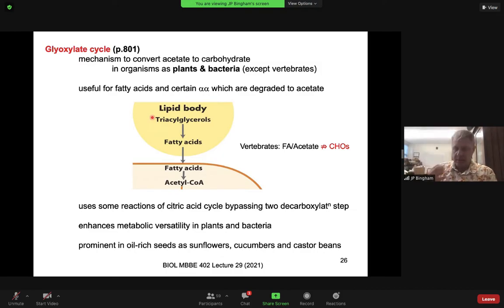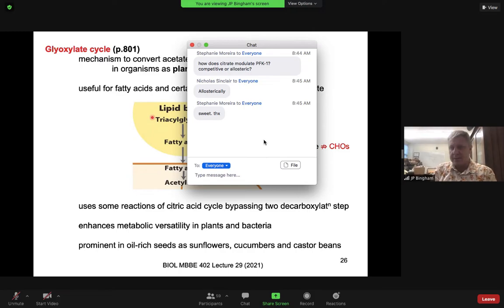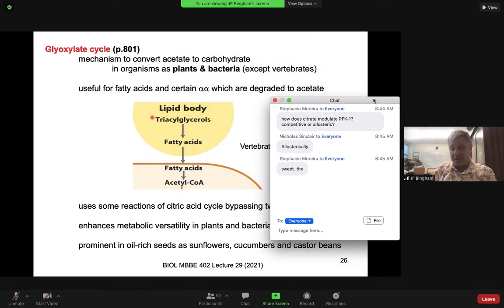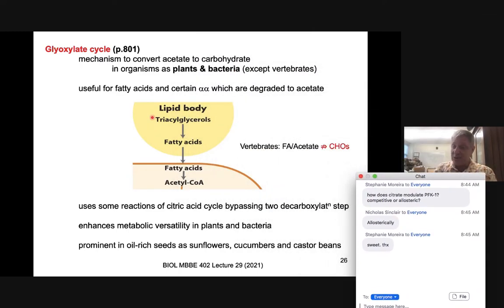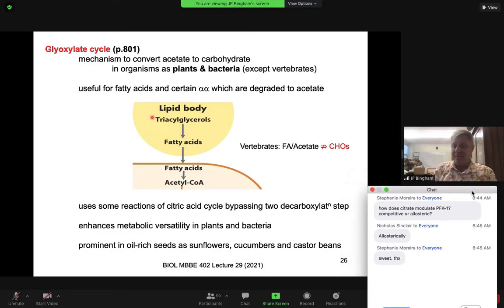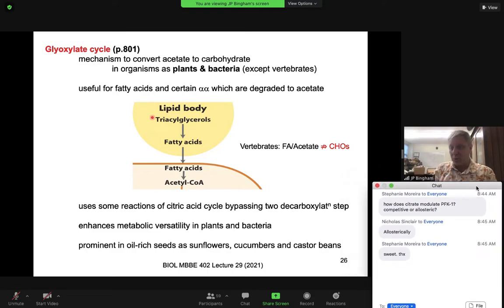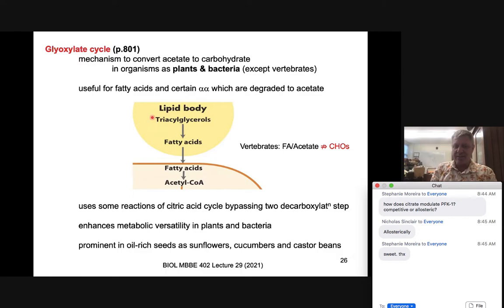So they've got to be able to produce enormous amounts of these carbohydrates to give them the structural form that they need. So plants that are rich in oils, if you think about nuts, sunflower seeds, castor beans, and even cucumbers, are actually very rich in oils. And these particular oils are the ones they utilize in the glyoxylate cycle.